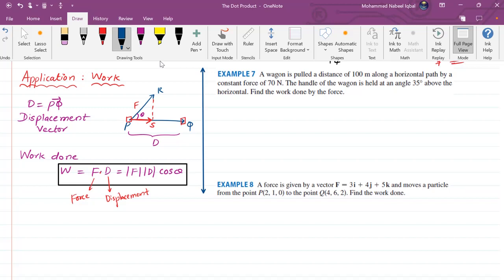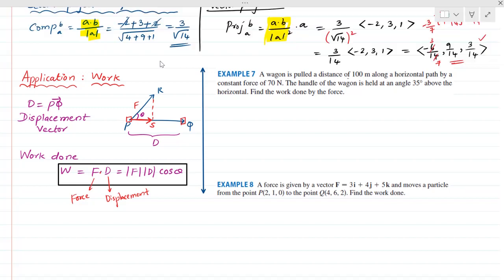A wagon is pulled a distance. First of all, we will take all the information from the question. What are the things given here? Displacement is 100 meters, and the force is 90 newtons. The handle of the wagon is held at an angle theta, and the theta value is 35 degrees above the horizontal. Find the work done by the force.